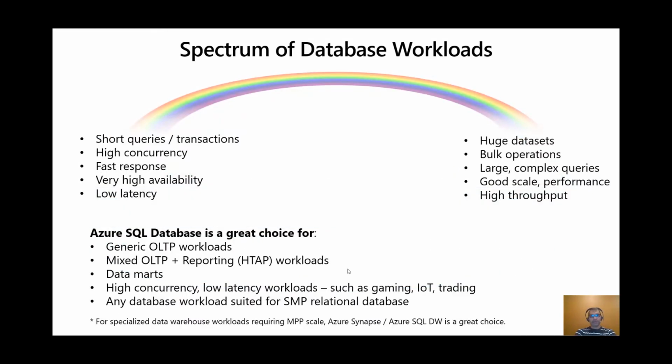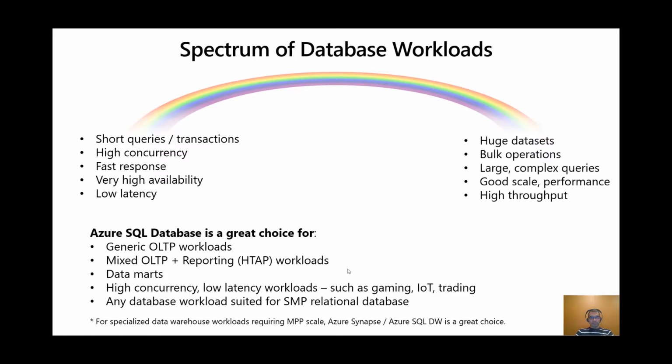When we talk about database workload, there is actually a spectrum of database workloads. No two workloads are alike. There is diversity in those workloads. On one extreme, you have a set of workloads which are very short transactions or queries which require high concurrency, fast response time, require high availability, and there you are actually optimizing for lowest possible latency. On the other extreme, you have database workloads where you are doing bulk operations on huge data sets. You're probably running very complex queries. There you need good performance and scale, but your main goal is optimizing for high throughput.